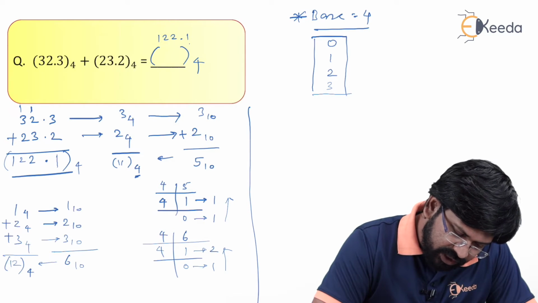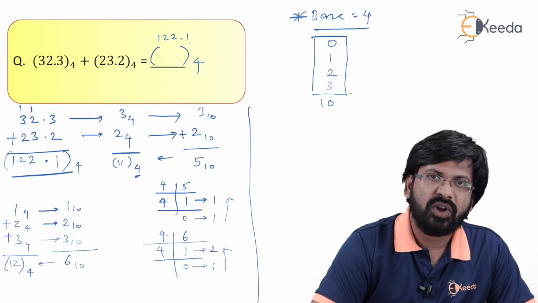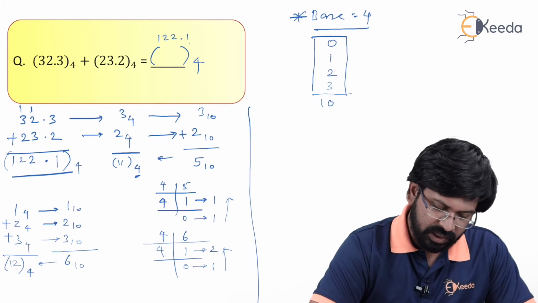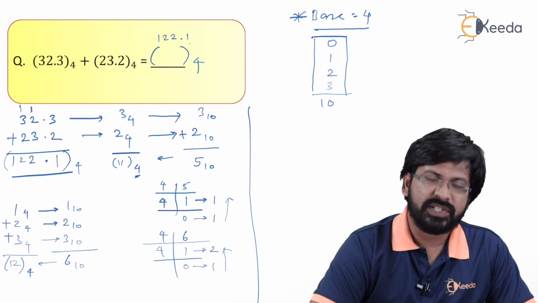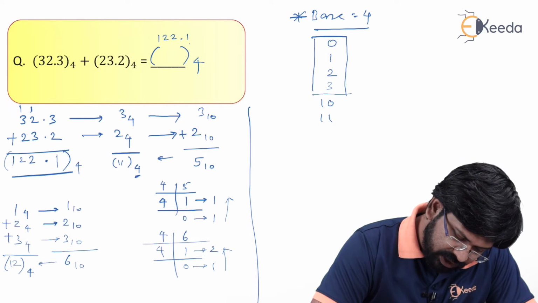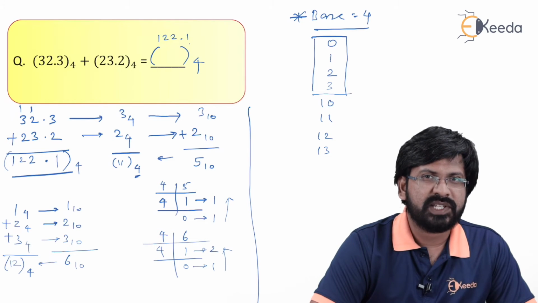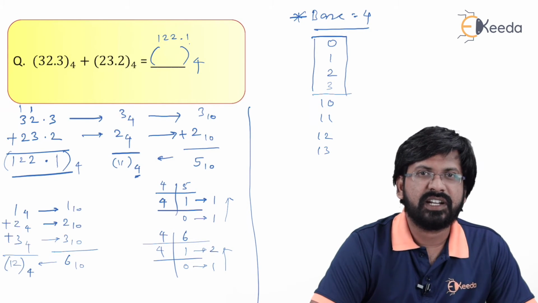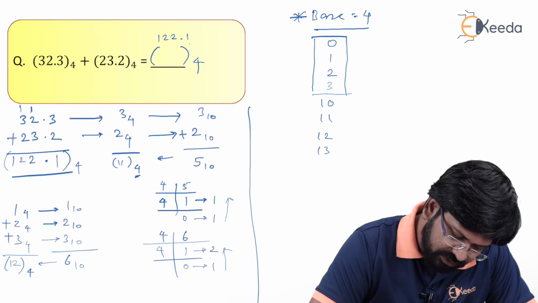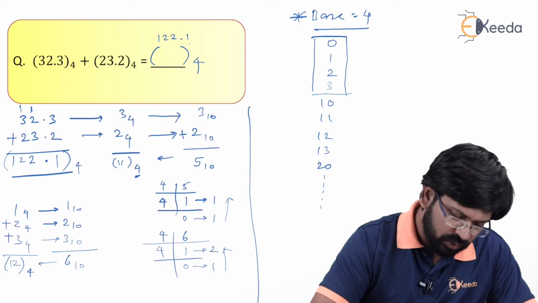So after 3, what I can write is only 10, because 4, 5, 6, 7, 8, 9 are not a part of this dictionary, right? 10 is allowed because 10 is made up of 1 and 0. After 10, I can write 11, then 12, then 13, but after 13 I cannot write 14 because of the presence of 4, 5, 6, 7, 8, 9. So what I can write after 13 is 20 and so on. Am I right? Let's see what I can do now.